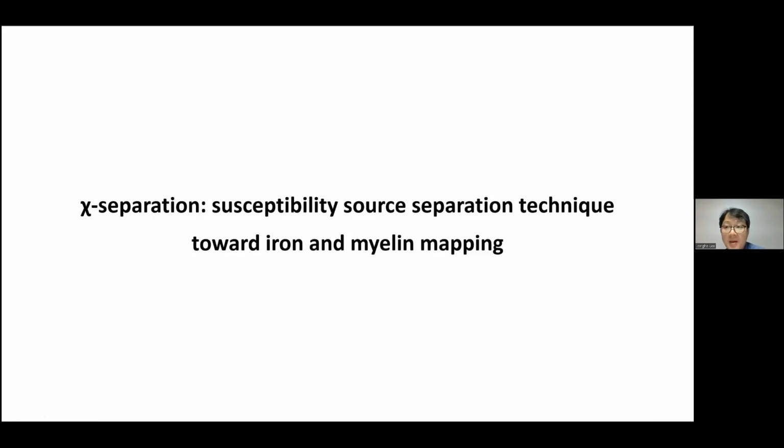And with that in mind, we can move on to the next topic, or the main topic of Chi separation, which is a susceptibility source separation technique toward iron and myelin mapping.